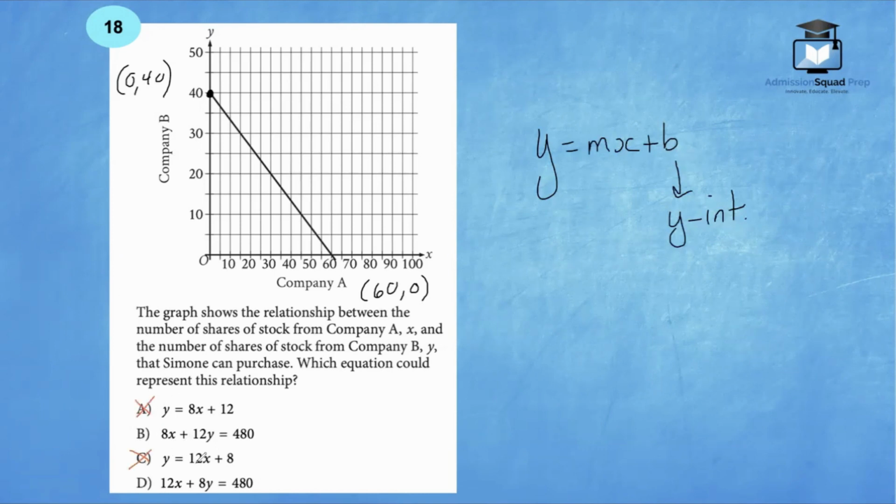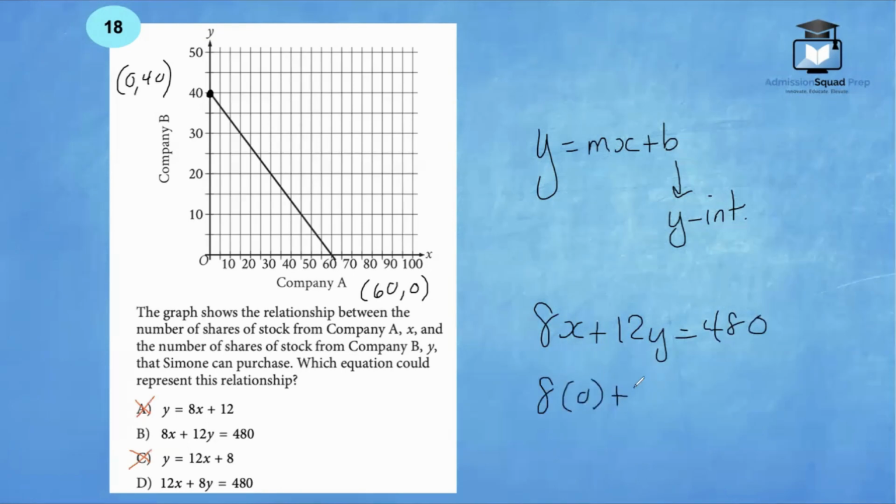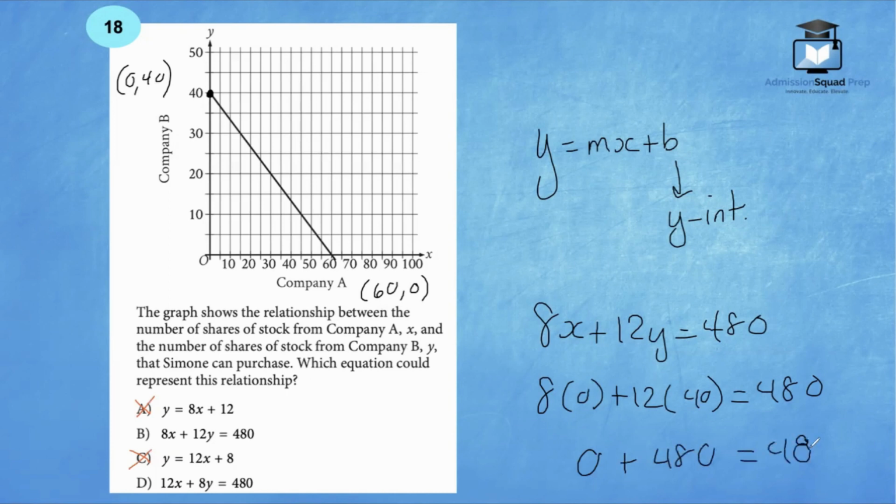Now we can observe B and D. They're both set equal to 480. The only difference is that one has 8 next to the X and then 12, and then for D, it's just switched. So let's go ahead and substitute our values to see which one works. So let's try out the point 0, 40. We have 8x plus 12y equals 480, so we will have 8 times 0 plus 12 times 40 equals 480. This, of course, is 0. And 12 times 4 is 48. So it looks like choice B is the correct answer.